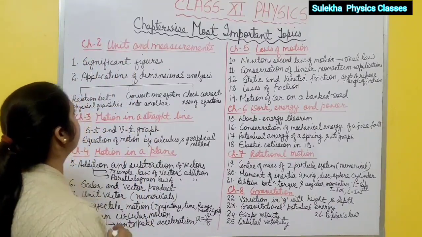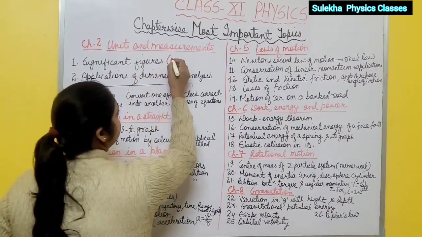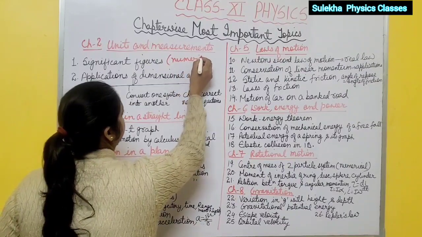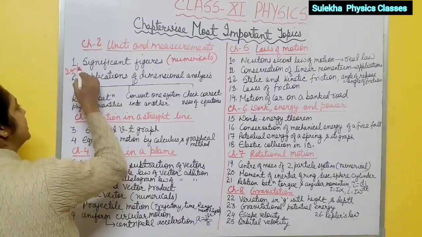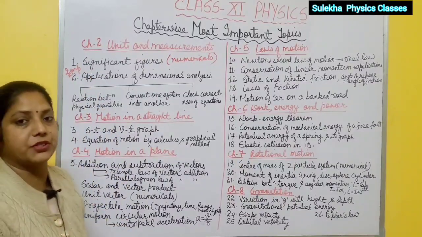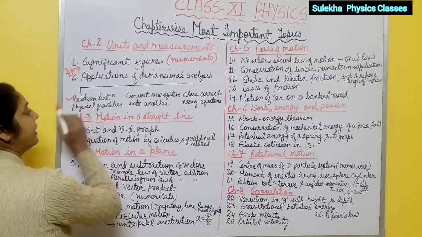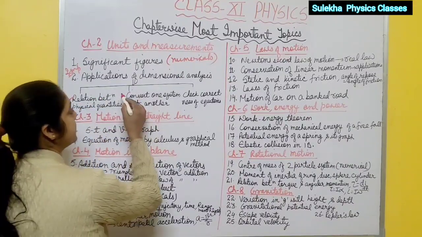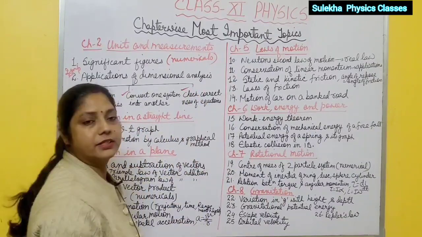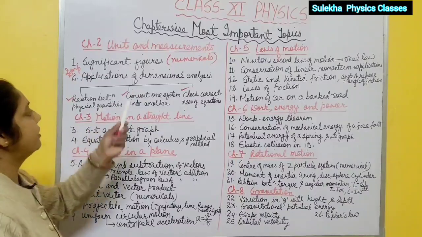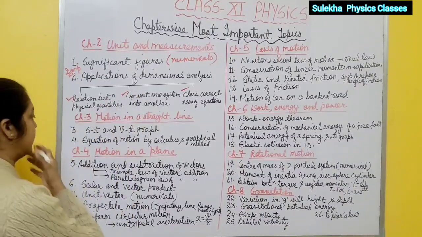In this chapter there are two important topics. First one is significant figures, and numericals based on significant figures generally comes, right? Then second most important topic of this chapter is applications of dimensional analysis. All three applications are important. First one is to derive relation between various physical quantities, then convert one system into another system, and after that third one is to check correctness of a given equation. So all these three applications are important. We must revise and practice questions based on these three topics, right?